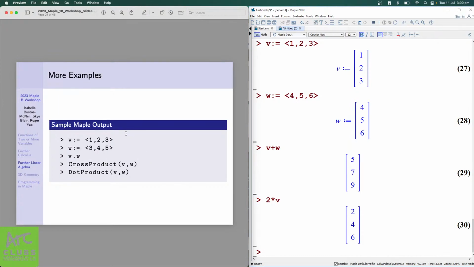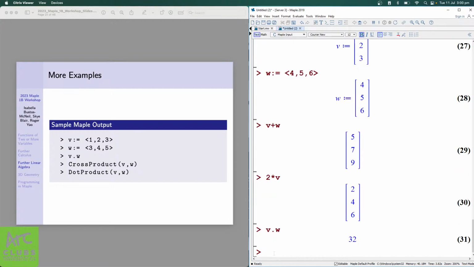And so we've also got a couple more examples. So we can also find the dot product of v and w by doing v dot w. So that's 32. And if you want to find the cross product and dot product, we need to make sure we use with linear algebra.